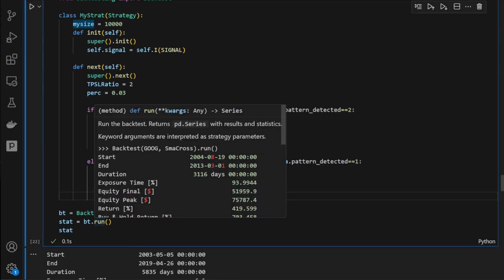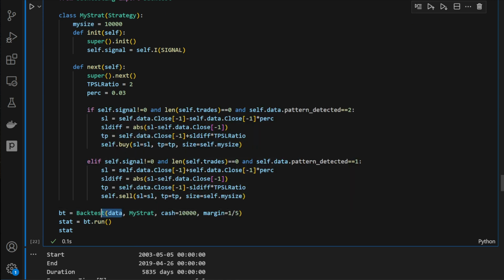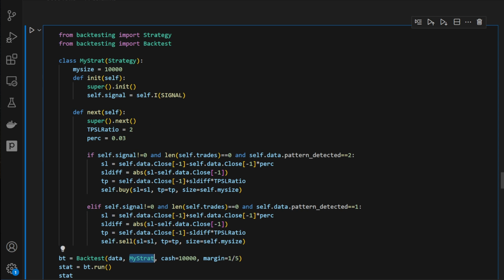Then we define the backtester. We provide the data frame, the name of the strategy class, which we have just defined. And then we have a starting cash, 10,000 in dollars. And I'm using a margin of 1/5. So this is a leverage 1:5, just to increase our profits a bit.